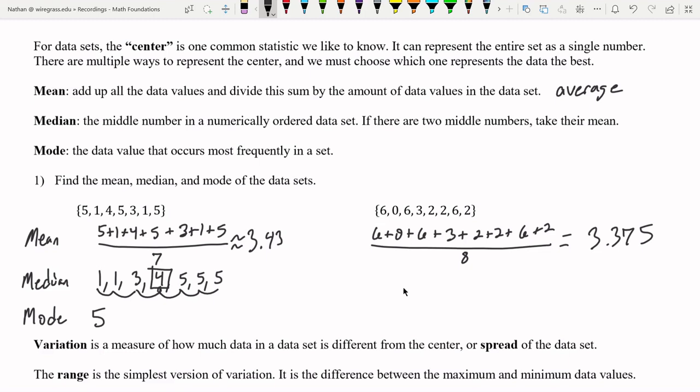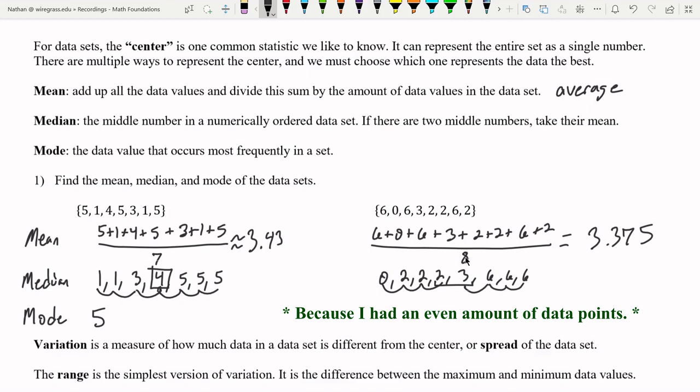The median, let's order it. So we're going to have 0, 2, 2, 2, 3, 6, 6, and 6. And I have 1, 2, 3, 8. That looks correct. So I'm going to go 1, 2, 3, and then you can see here that these are actually the two middle numbers. Because I had 8 in this data set, that means there is no middle number. All I have to do then is just take the mean of these to get the median.